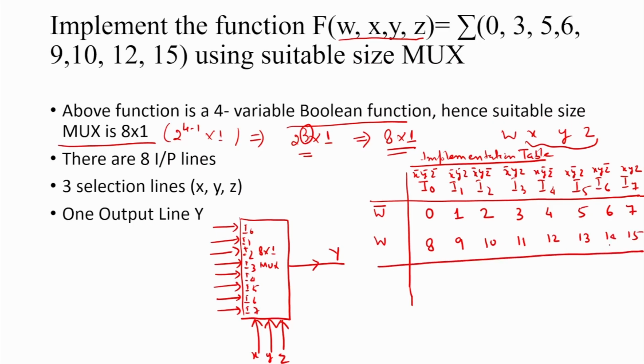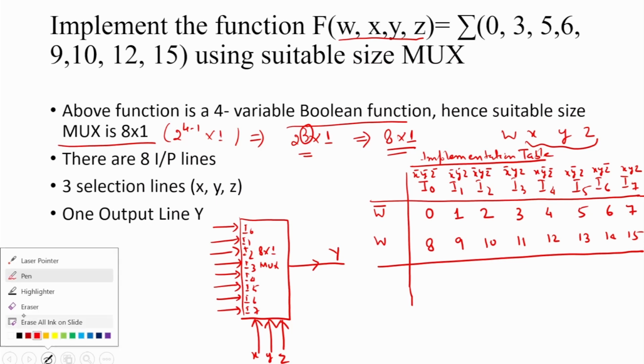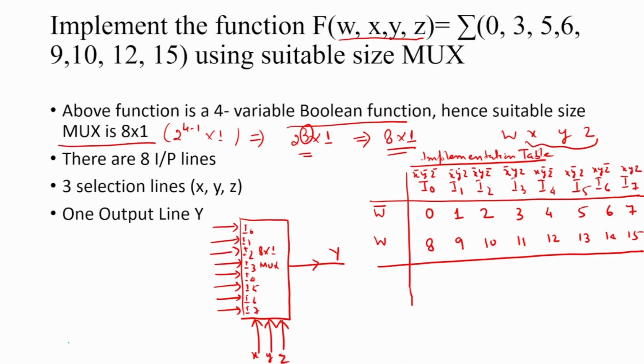This is an implementation table. After making the implementation table, all the minterms which are used to represent the Boolean function are circled in this implementation table. Here we see which minterms are present when we write the Boolean function in standard SOP form. 0, 3, 5, 6, 9, 10, 12 and 15 are circled.